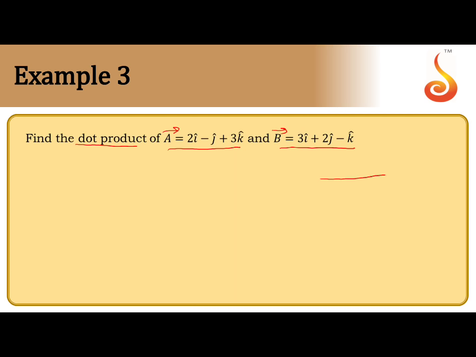Suppose if there was a vector A and there was a vector B like this, their directions are at an angle theta. Then it was very easy to find the dot product. A dot B is equal to mod of A mod of B into cos theta. Now between the two vectors, I can find mod A, I can find mod B, but what about cos theta? I can't do it. So how do I find the dot product?